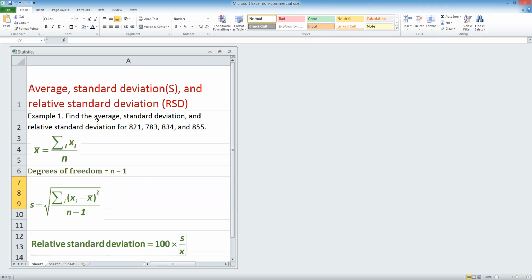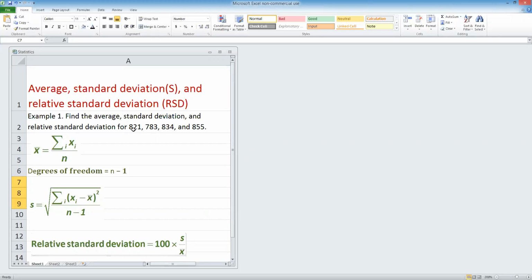This is the example. We measured 4 times: 821, 783, 834, 855. That's the measured data. So you calculate the average, standard deviation, and the relative standard deviation. The formulas are learned in the lecture part. You can see this is the formula for average, this is the formula for standard deviation, this is the formula for relative standard deviation. How can we use Excel?